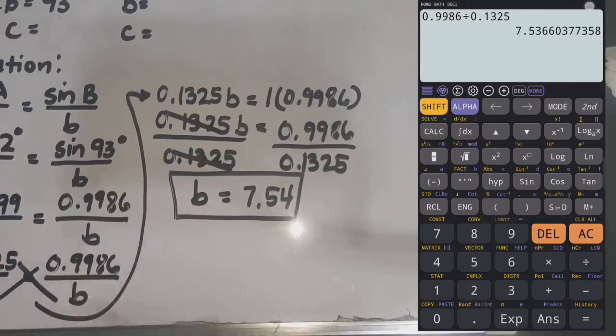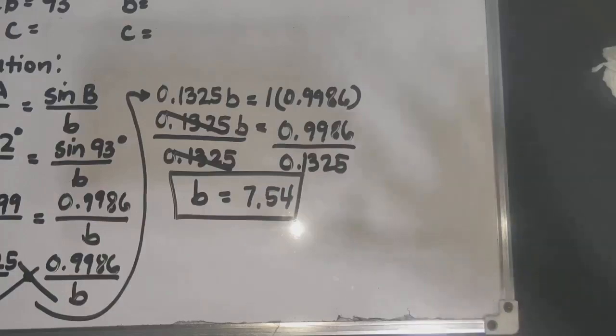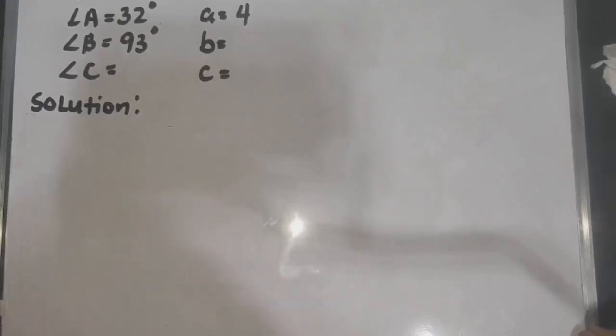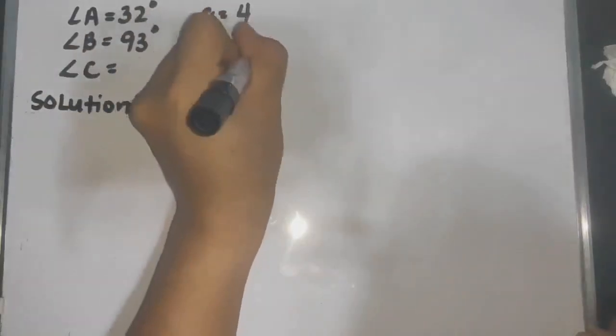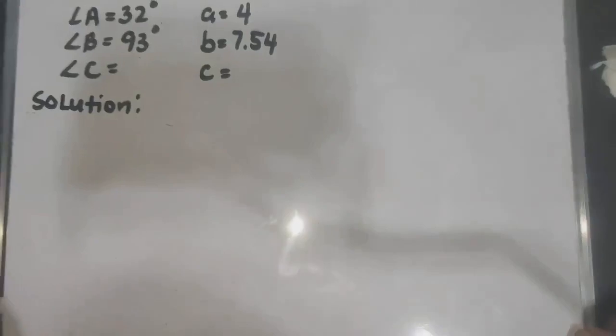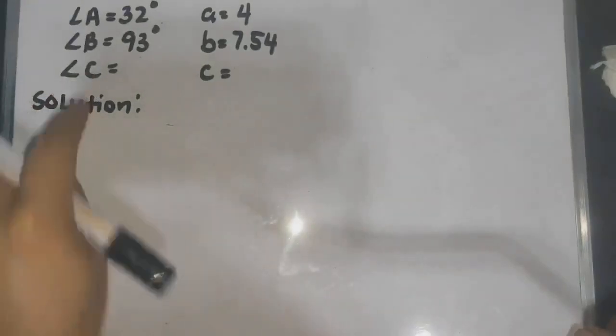So kaya siya naging 4 kasi yung katabi ng 3 ay 6. Okay, so nasolve na natin yung value ng side B, which is 7.54. So next is value naman ng angle C natin.